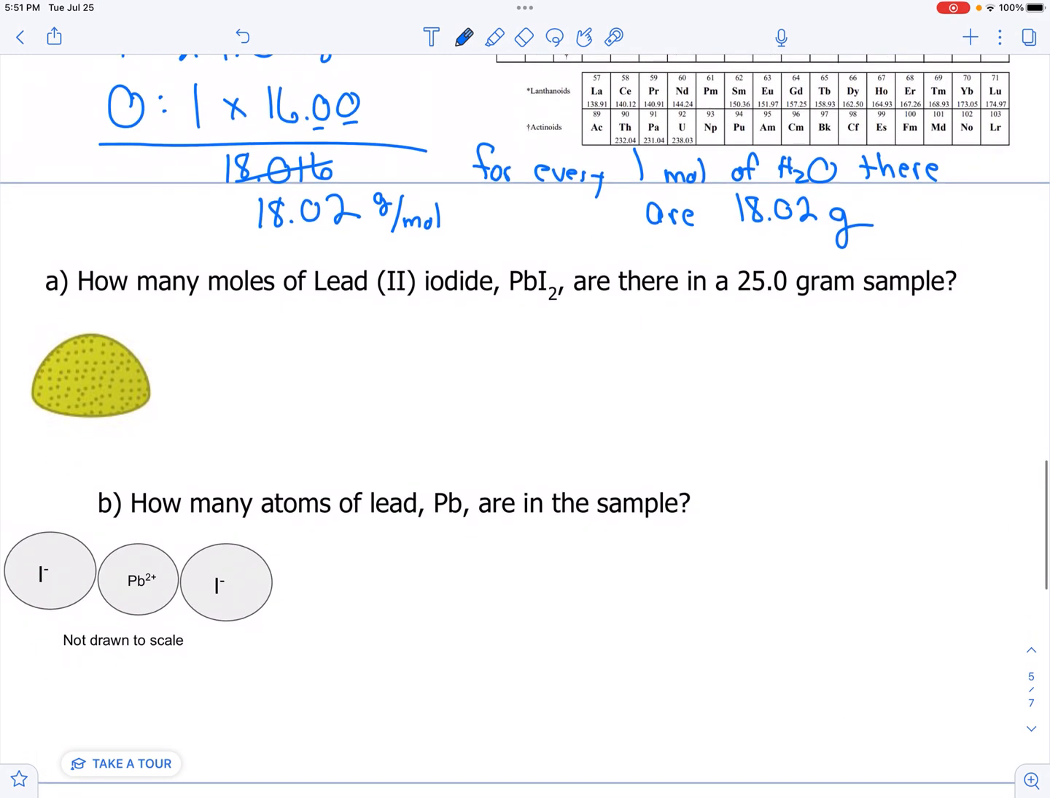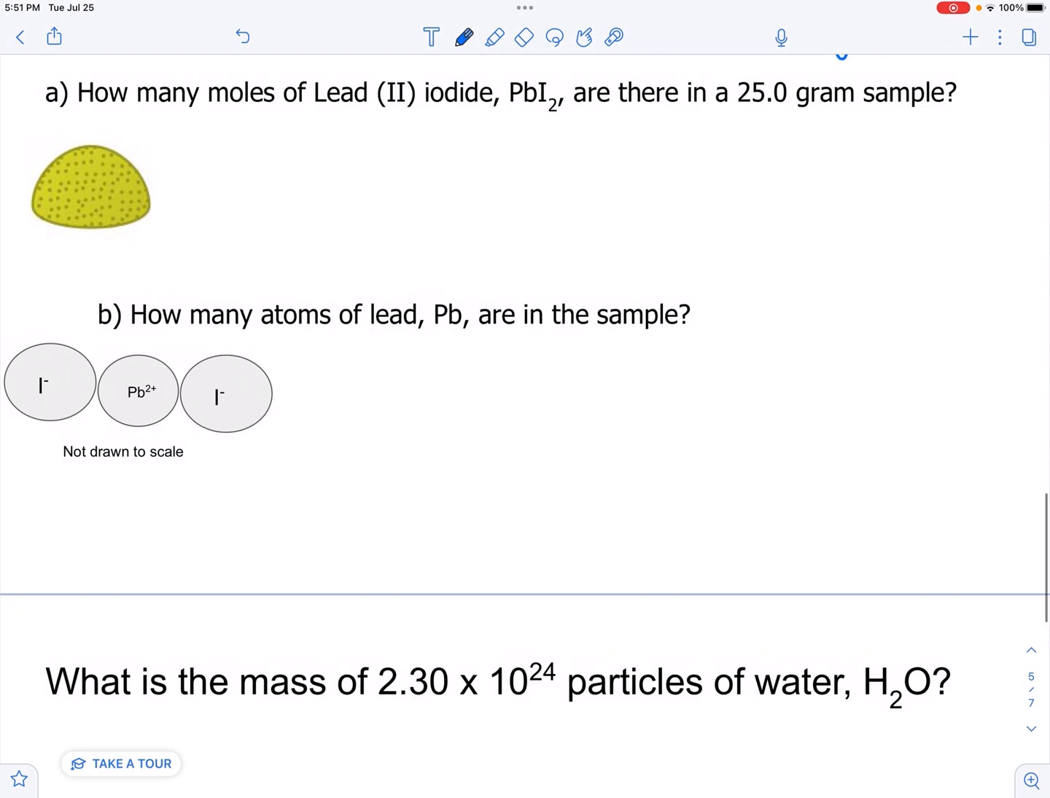Okay, so let's jump right into a review problem. How many moles of lead(II) iodide are there in a 25-gram sample? You notice right away, like I said earlier, we're going to give you the chemical formula. It's not just going to be the name and you have to figure it out. You're actually going to get PbI2. So again, here's my pile of PbI2. I will need the molar mass of this.